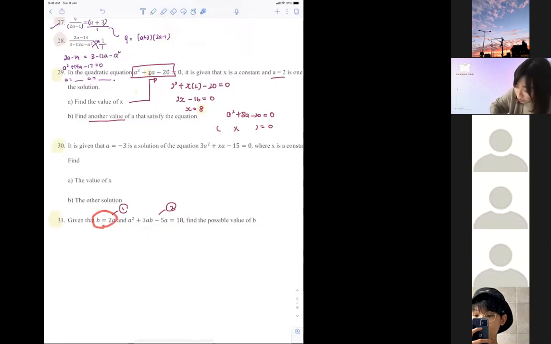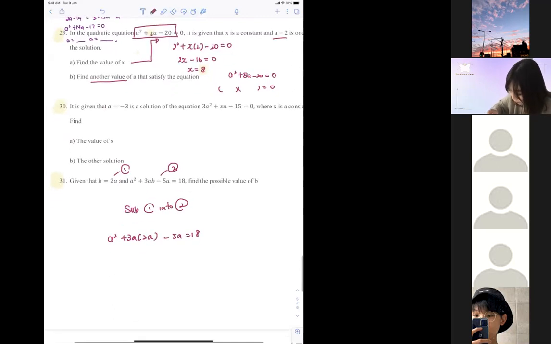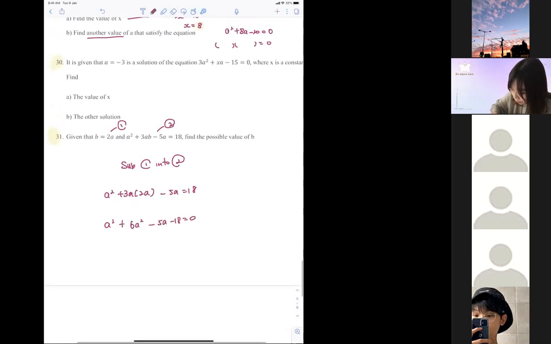We call this one equation 1, and this equation 2. As long as in one of the equations something is the subject, in this case B is the subject, we can sub 1 into 2. Meaning all the B, we change to 2A. So this is a quadratic equation, everything bring to one side equals to 0.